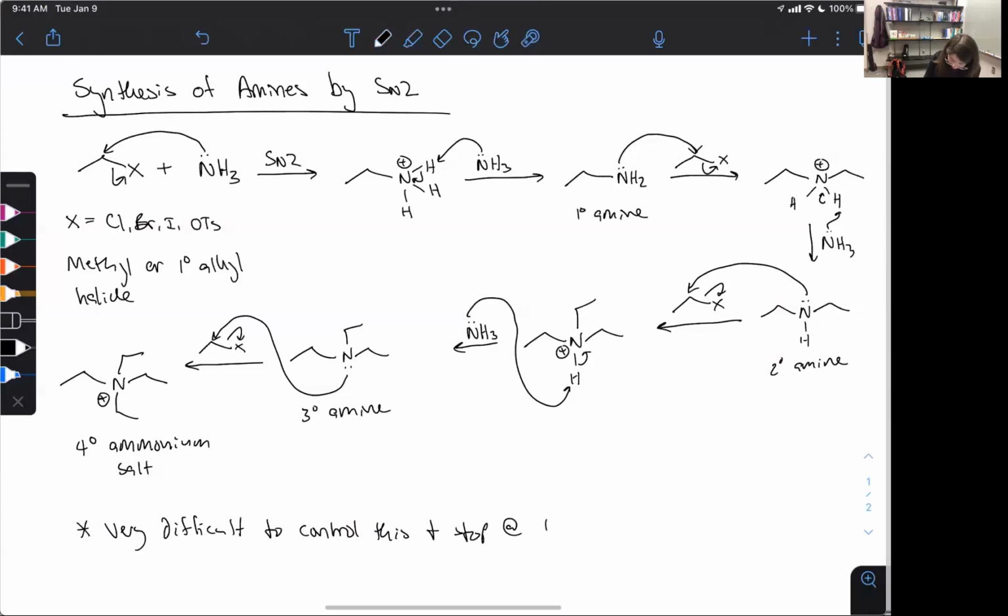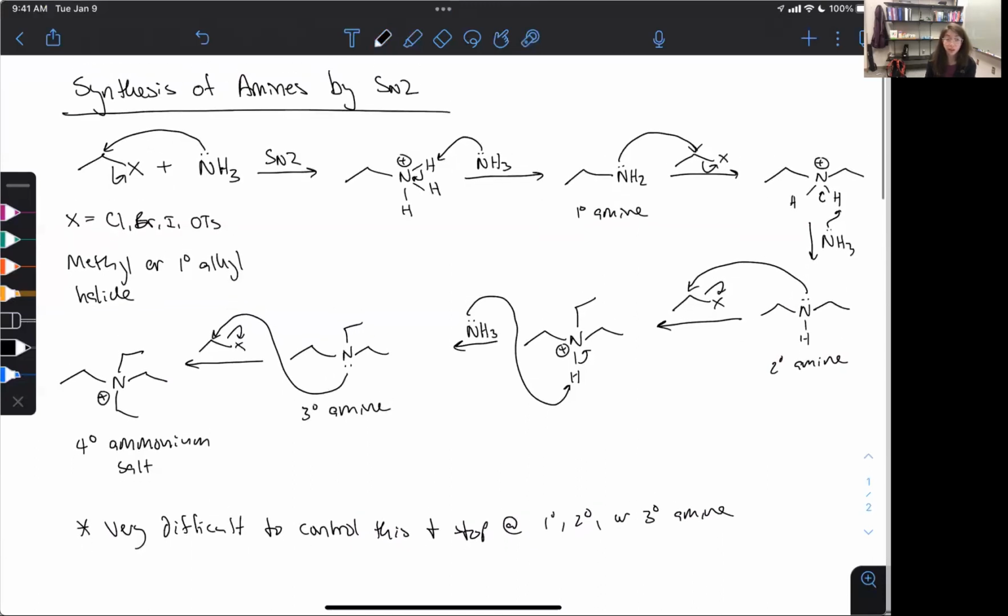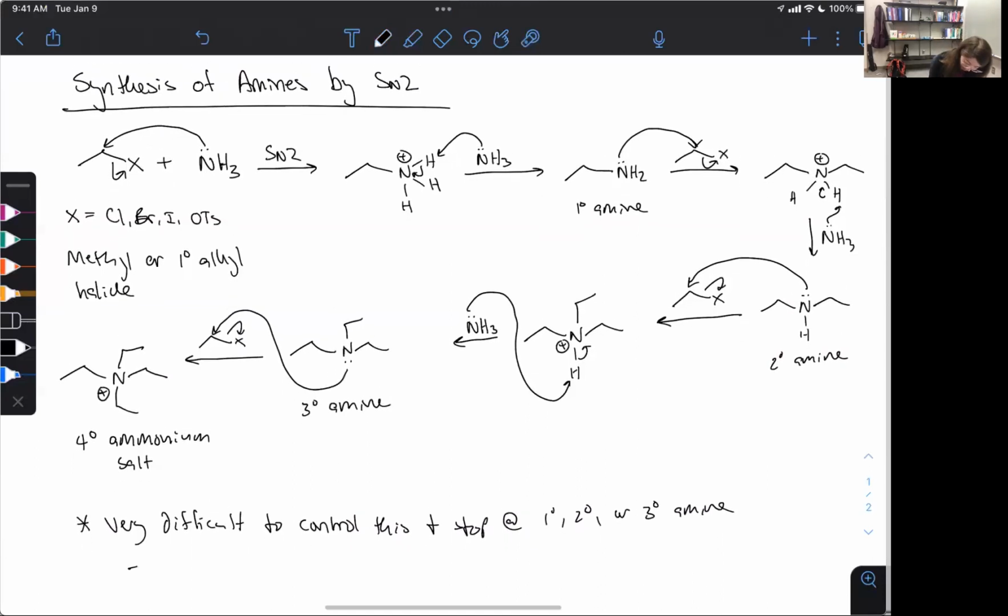It is hard to stop at a primary, secondary, or tertiary amine. Okay, there's really kind of one way that you can control it. So I will say it's fine if you want to make the ammonium salt. Like if this is what you're aiming for, it'll be fine. Just go ahead and do it.